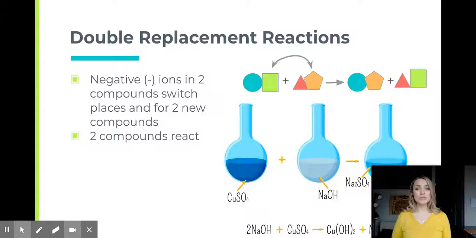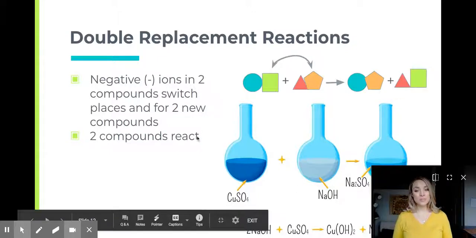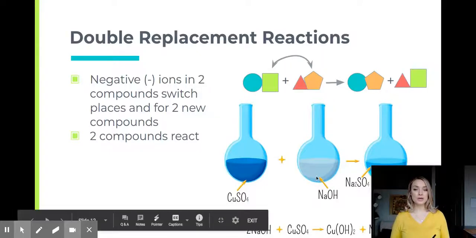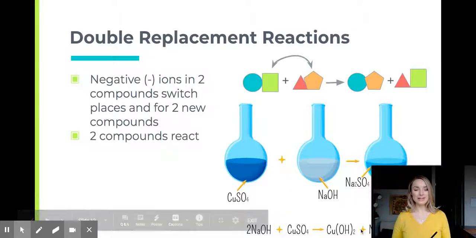In a double replacement reaction, we always have two compounds that are reacting, and we're going to end up with two compounds that form. So if we look at our example right down here, we're seeing that copper sulfate again, and this time we're adding it to sodium hydroxide. So 2NaOH, 2 sodium hydroxide plus copper sulfate is going to end up with copper hydroxide and sodium sulfate. This Na2SO4 is what's hiding behind me right now.